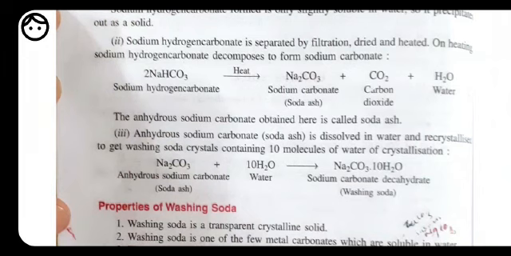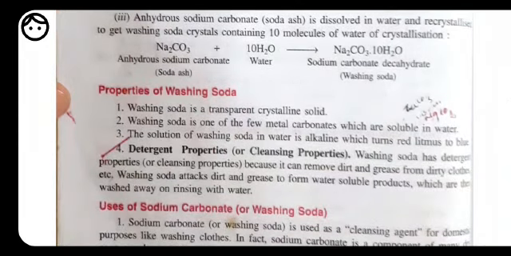Now here we have the properties of washing soda. First, washing soda is a transparent crystalline solid. Second, washing soda is one of the few metal carbonates which are soluble in water. We know that not all metal carbonates are soluble in water, but sodium carbonate is soluble in water.